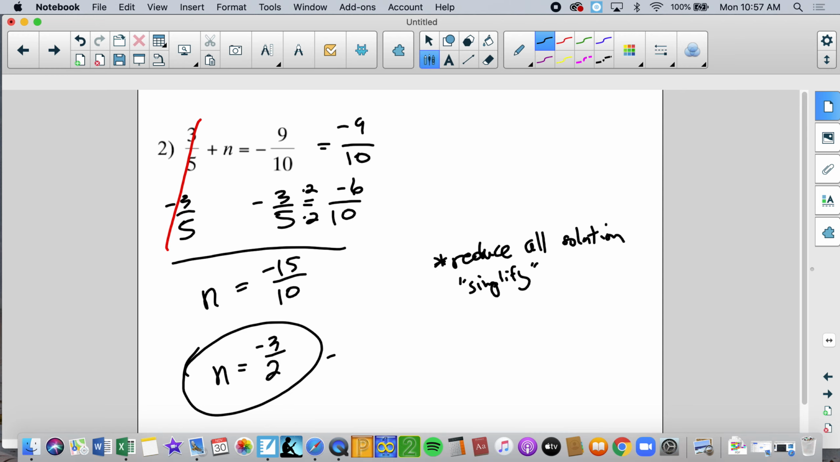This is also negative 1 1/2, which is okay also, but I'm going to work with improper fractions. There's no reason to convert it. That's called converting, not simplifying. When we change it from negative 3 over 2 to negative 1 1/2, that is not simplifying the fraction, that is converting it. So I'm going to leave it in improper form.